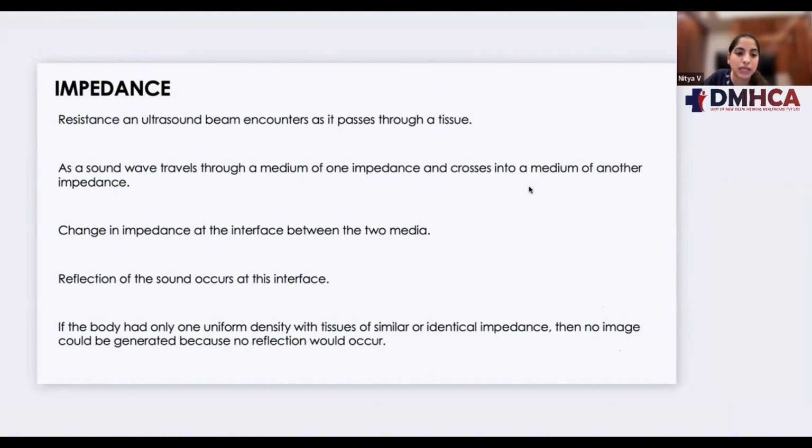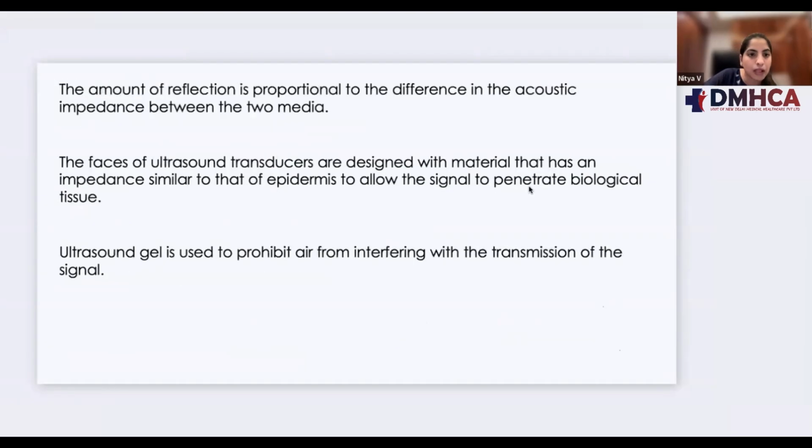Okay, so if the body has only one uniform density, or a tissue has only similar, identical impedance, there will be no image formation. Why? Because there will be no reflection. The amount of reflection is proportional to the difference in the acoustic impedance between the two media.